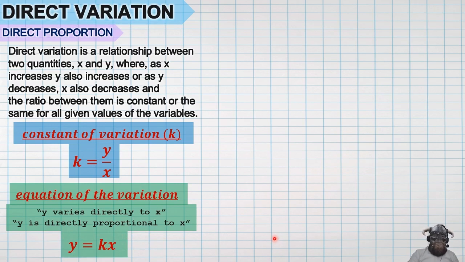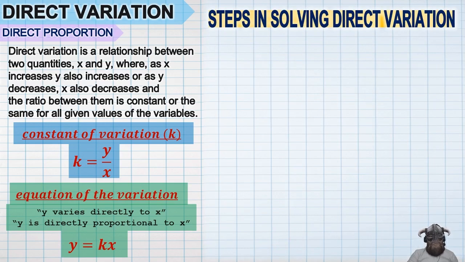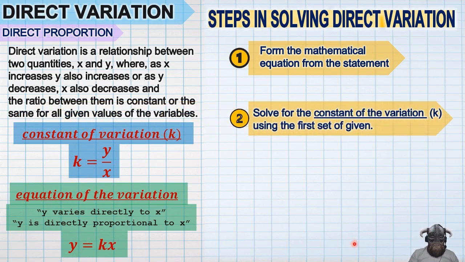Now, how do we solve direct variation? So here are the steps in solving direct variation. So first, we have to form the mathematical equation from the given statement. So later, we'll be having statements such as y varies directly to x, and we'll try to interpret it using an equation just like this one, y is equal to kx. Next, solve for the constant of variation.